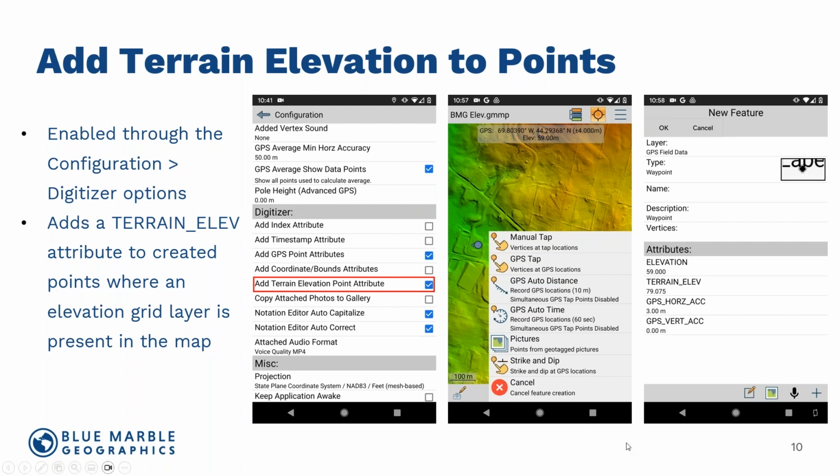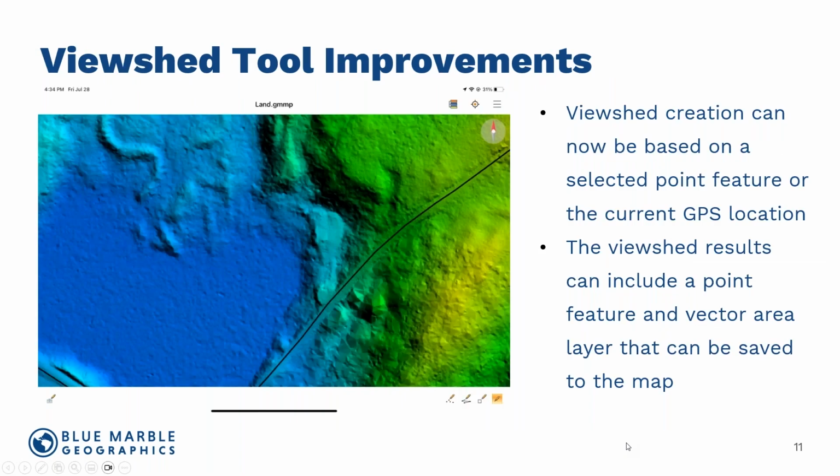So with that, we'll move into the Global Mapper Pro tools and improvements that we have here. First up, we have some improvements to the Viewshed tool, so one of the analysis tools available in Global Mapper Mobile Pro.